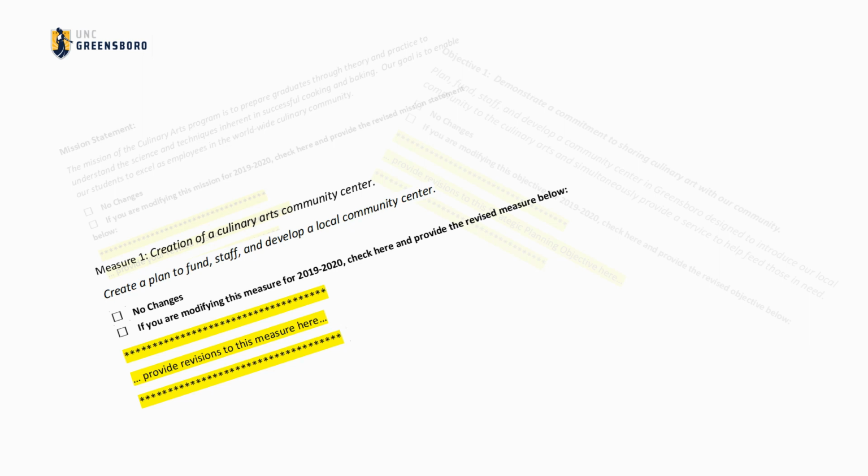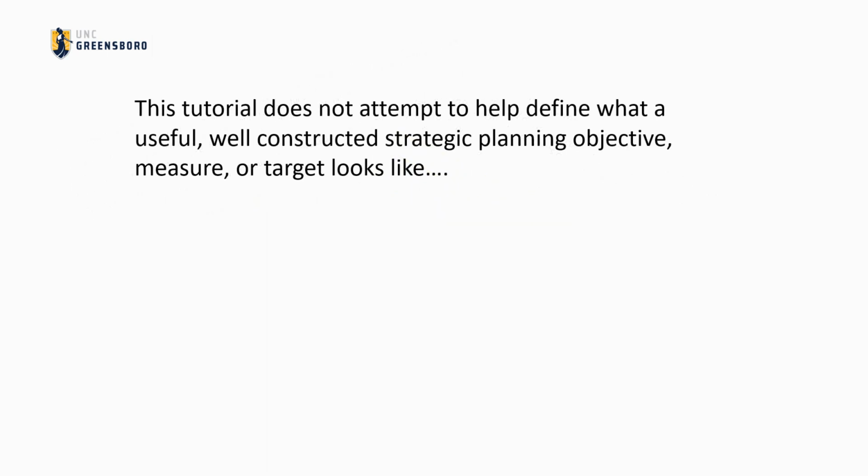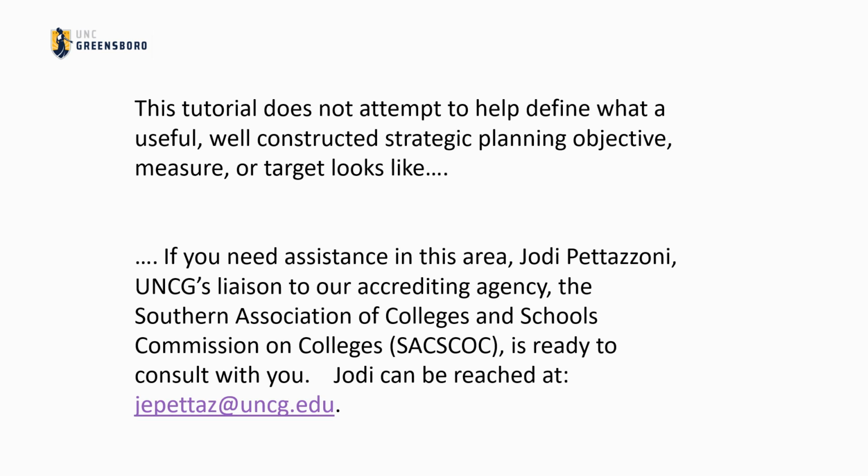This tutorial will walk through the various sections of the report where this requested information can be provided by the user. This tutorial does not attempt to help define what a good strategic planning objective, measure, or target might look like for your specific unit. If you need assistance defining these components, Jody Pettazzoni, UNCG's liaison to the Southern Association of Colleges and Schools Commission on Colleges, is ready to consult with you. Jody can be reached at jepettaz@uncg.edu.